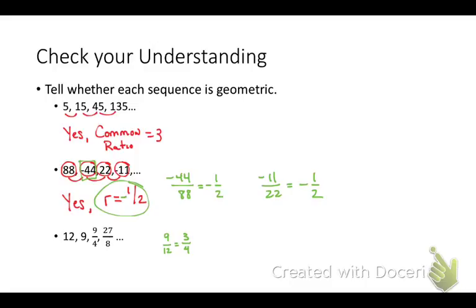So if I do it again, even if I pick the next two values, if I go 9 divided by 4, divided by 9/1. Nine times 1 is 9. 4 times 9 is 36. Does that reduce to 3 over 4? No, what does it reduce to? 1/4.